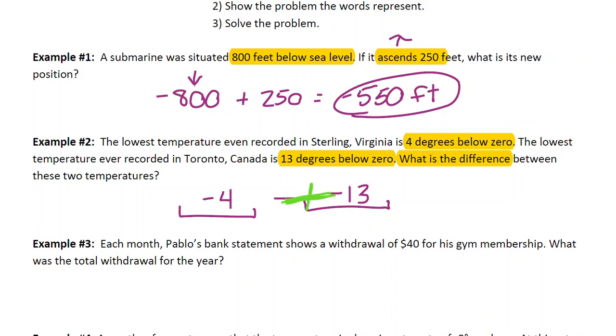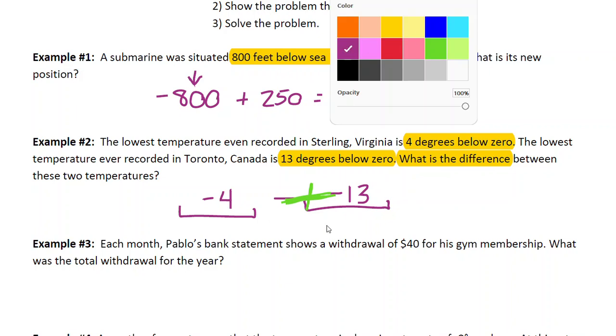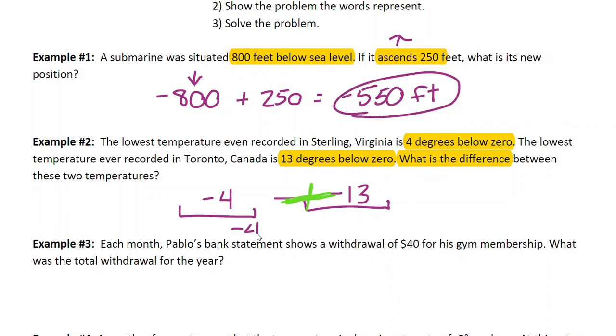So if I rewrite this problem, it's actually going to be rewritten as negative 4 plus 13. So if I have 4 negatives and 13 positives, I'm going to end up with more positives than negatives if you think about the cubes. And I'm going to have 9 extra because I have to take away and cancel out those 4. So our answer for this one is 9 degrees. And you're also welcome to think about this on the number line if that's helpful to you.